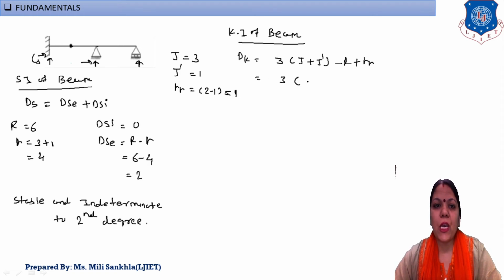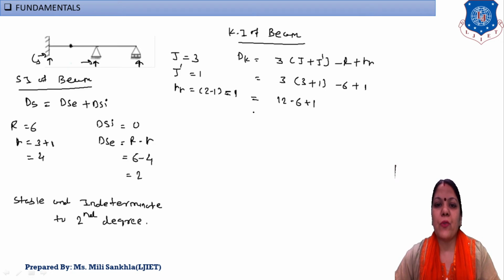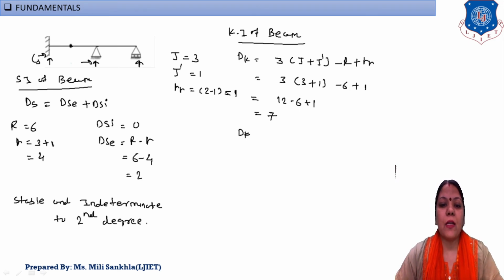Now put the values in this equation. j is equal to 3, j dash is equal to 1, r we find out that is 6, plus rr is equal to 1. Now 3 plus 1 is equal to 4. 4 3s are 12. 12 minus 6 plus 1, that means 12 plus 1, 13. 13 minus 6 is equal to 7. Now verify this answer. Is my answer 7 right or wrong?